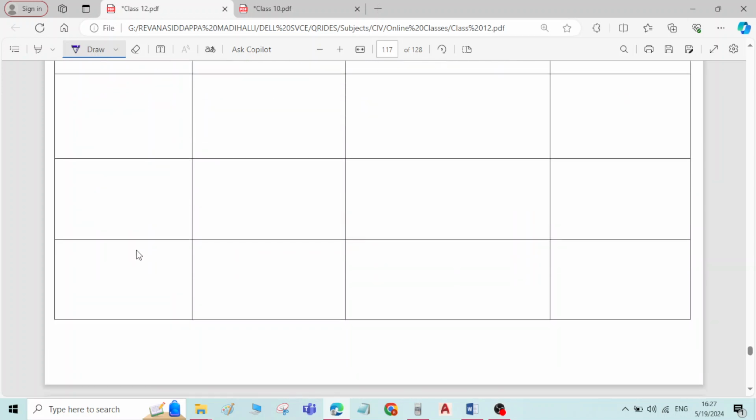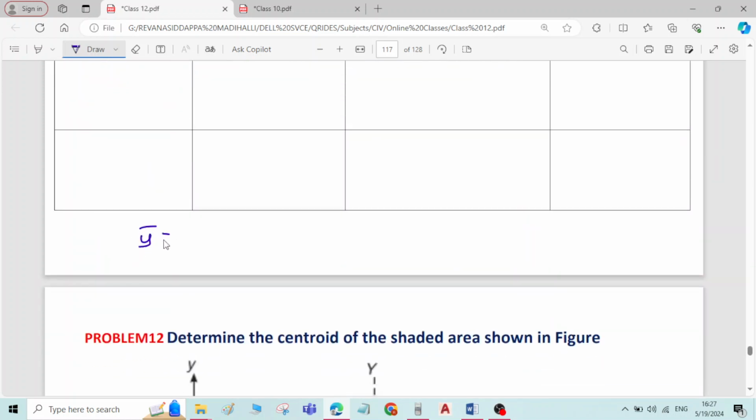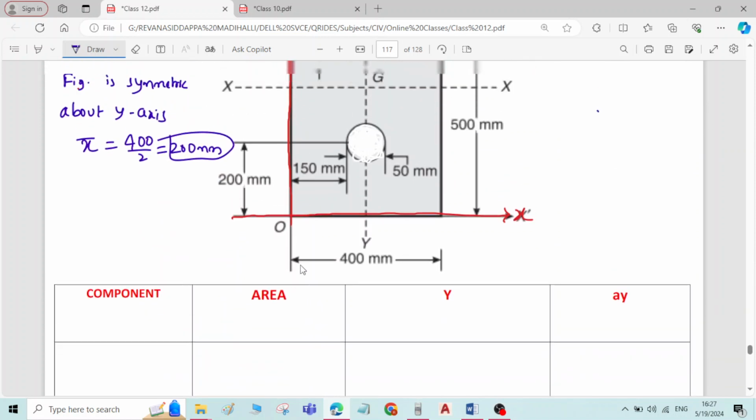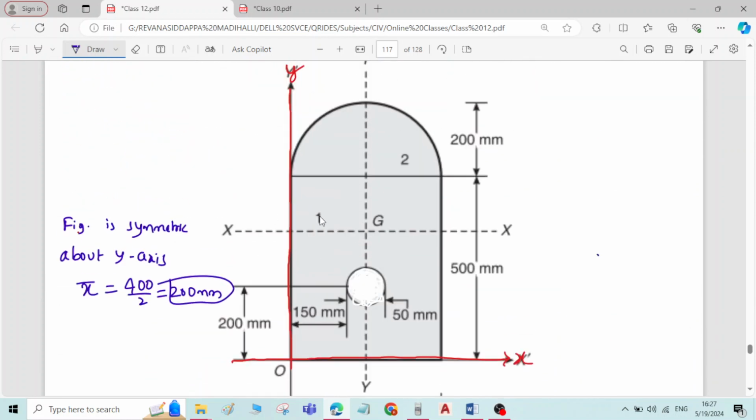To find the y bar, we know the formula: y bar is equal to sigma a y by sigma a. So we need the area and y values, and the a y values. So I have taken this tabular column. Before that, let me take the rectangle as component number 1, the semicircle as component number 2, and the circle as component number 3.